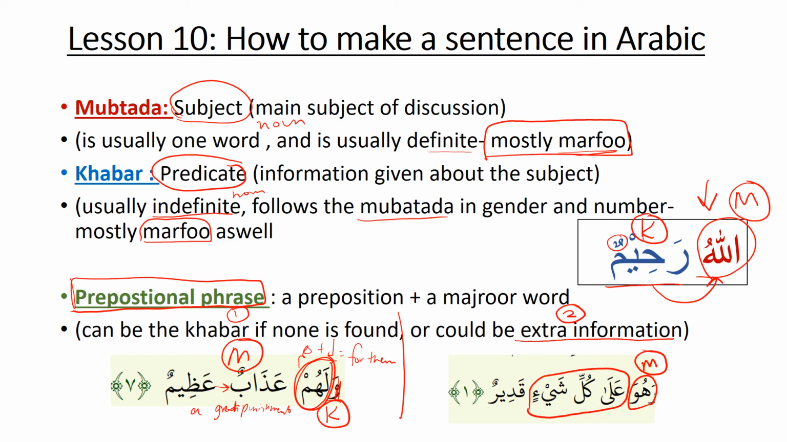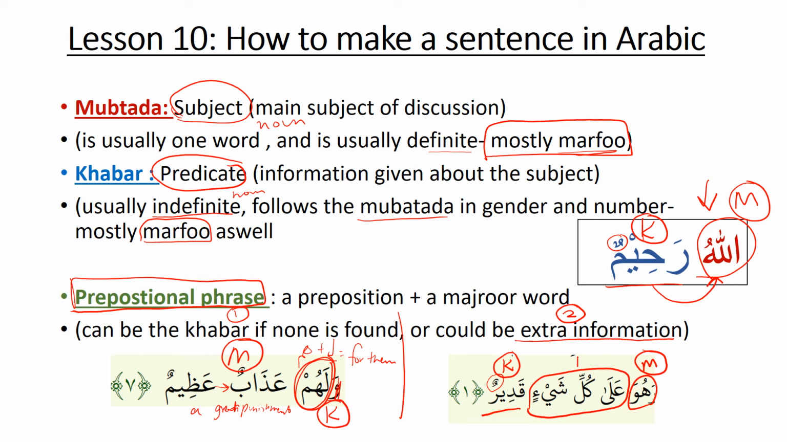And the only other noun in this sentence is qadirun. So we don't say ala kulli shay'in, oh, it's a prepositional phrase, we can make it into a khabar. No. There's already a noun in the sentence and it's indefinite on top of that. That means it's even more likely to be the khabar. So we just make this the khabar. Huwa qadirun. It means he is competent or he is powerful.